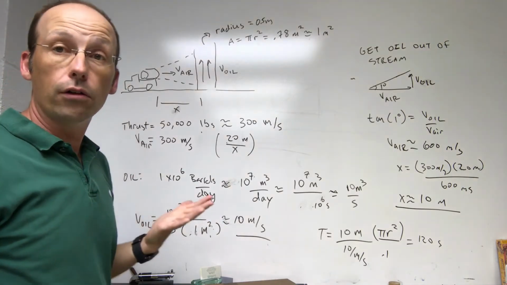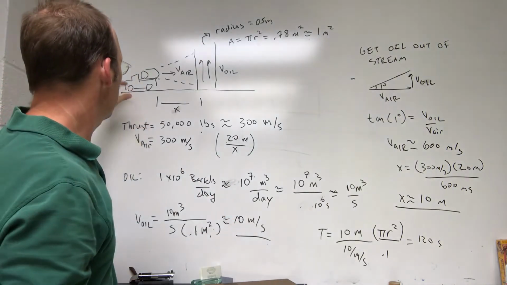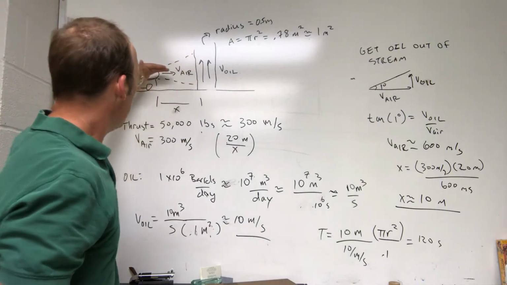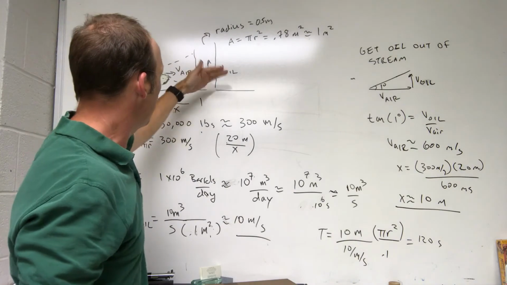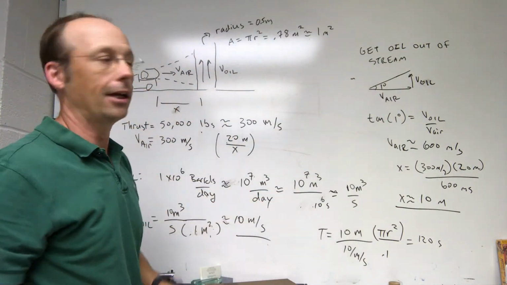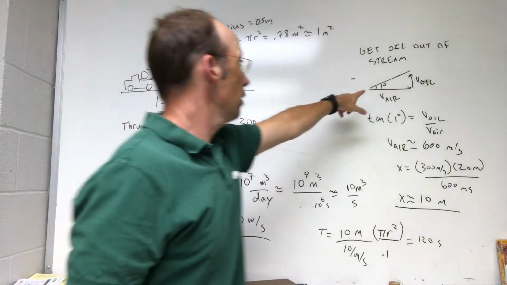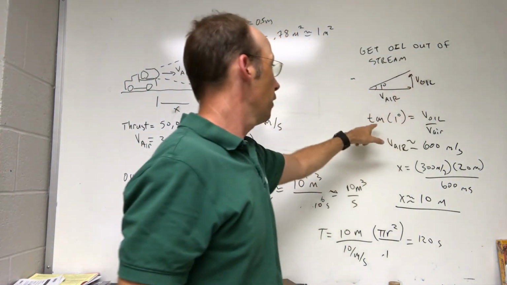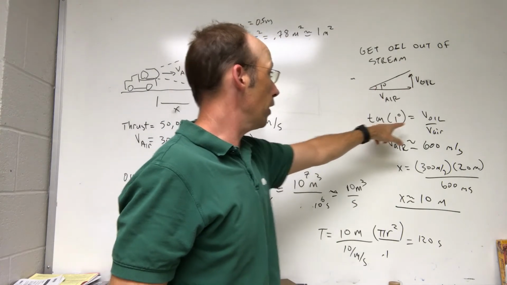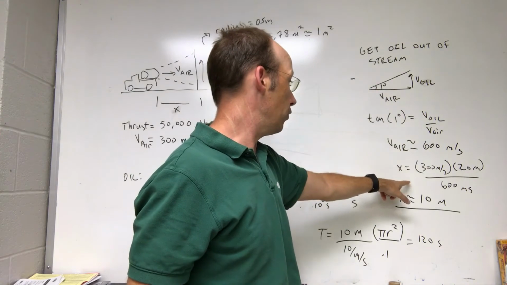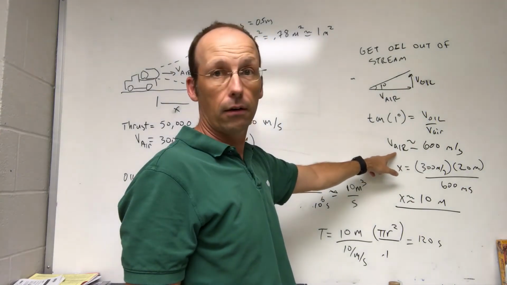Okay, now how close do you have to get to put out the fire? So I said that if the combination of this velocity and that one gives an angle of 1 degree, then it's kind of blown out. I just picked that. So that's 1 degree, that's the velocity of the air, that's the velocity of the oil. So the tangent of 1 degree would be the ratio of oil to air velocity. Solve for that and you get the velocity of the air, 600.